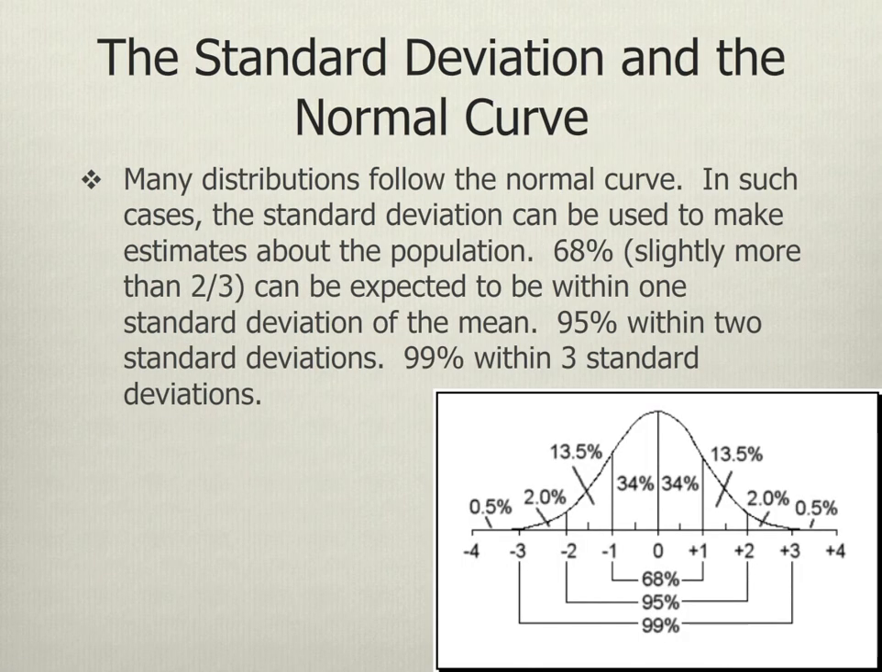95% are within 2 standard deviations of the mean, and 99% are within 3 standard deviations of the mean. What we're trying to get across to you there is that, let's say I know the mean. Let's say I know the mean score on the midterm. Let's say it was 79. If I know that the mean score on the midterm was 79, and that the standard deviation was 5 points, I would expect 2/3 of the class to be between 74 and 84 on the midterm.